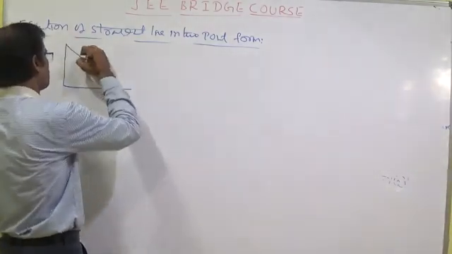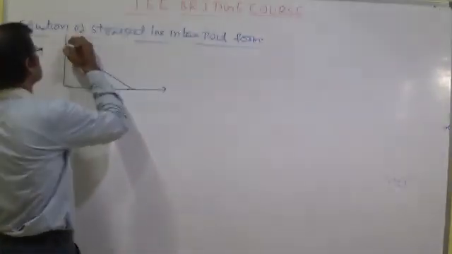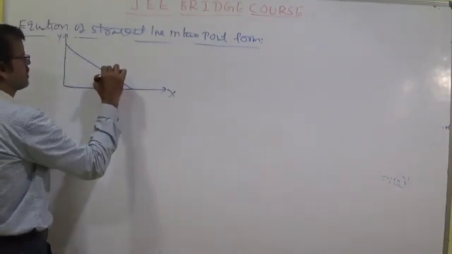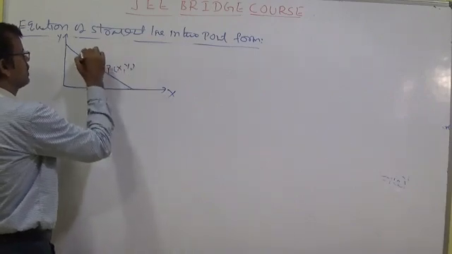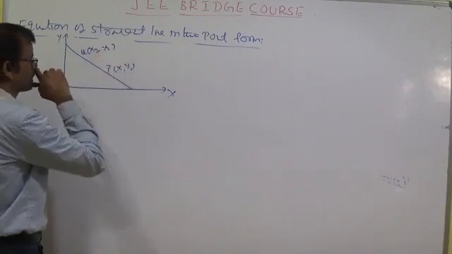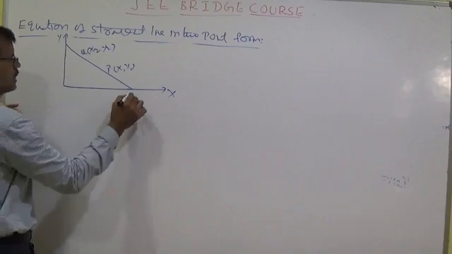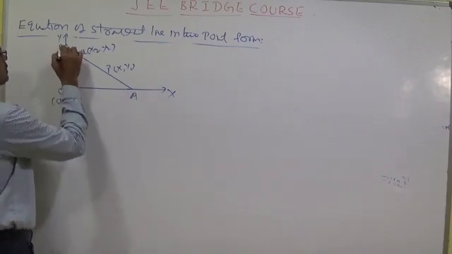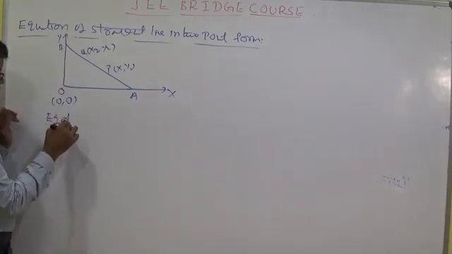Let us draw a line like this, extend like this. This is the y-axis, this is the x-axis. Put here P (x1, y1), and here you can put Q (x2, y2). P (x1, y1) and Q (x2, y2) are two points on the line AB. This is the origin O (0, 0), put here A and this is B. Now you can write the equation of the line.